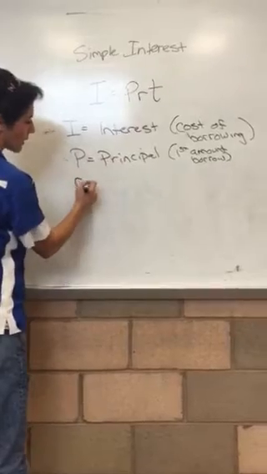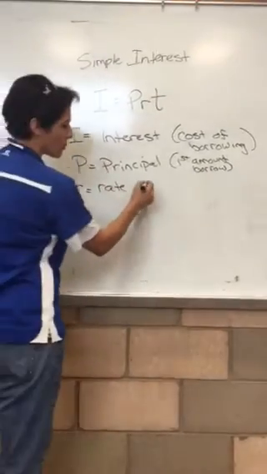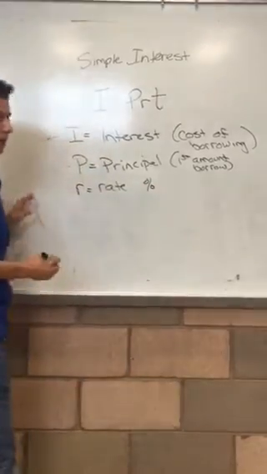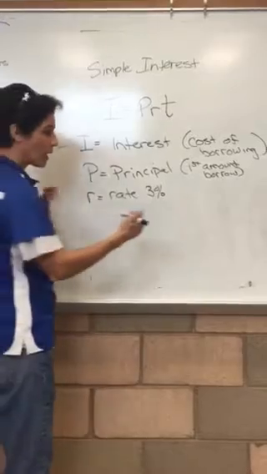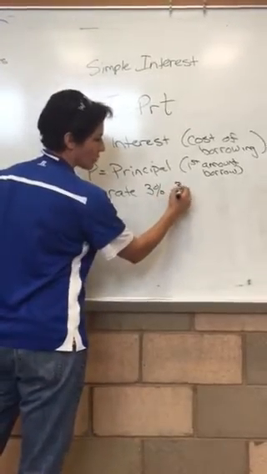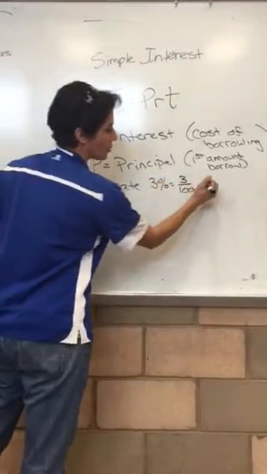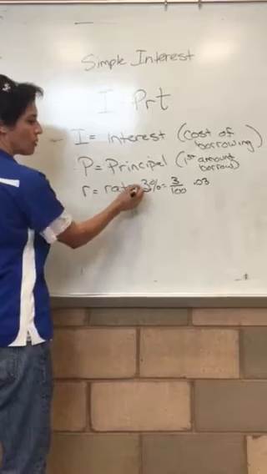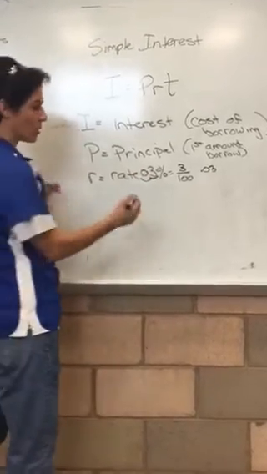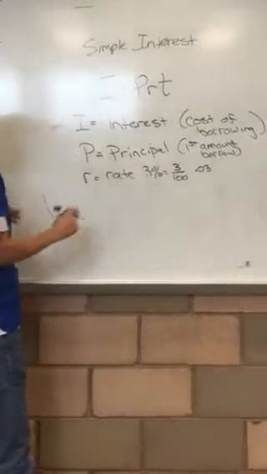R, little lowercase r, is the rate. It's usually given to you as a percent, like 3%, let's say. But I always change it right away into a decimal, because that's 3 out of 100, right? And if you divide 3 by 100, you're going to get 0.03. So right away, I bounce that decimal 2 spots over and deal with it, okay?